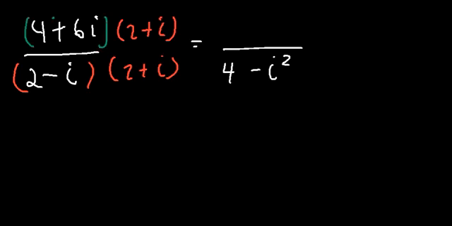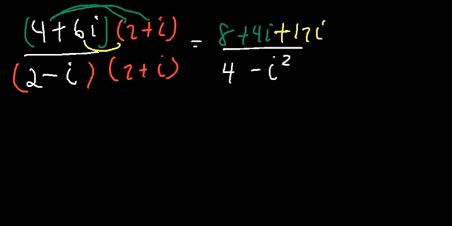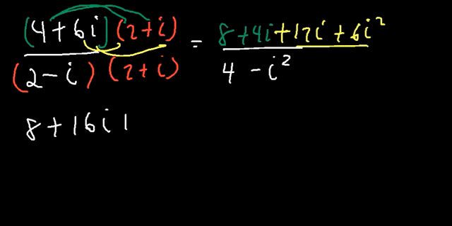On top, 4 times 2 is 8. 4 times i is 4i. And then 6i times 2 is 12i. And 6i times i is 6i squared. So 4i and 12i is going to give us 16i, and 6i squared is negative 6.